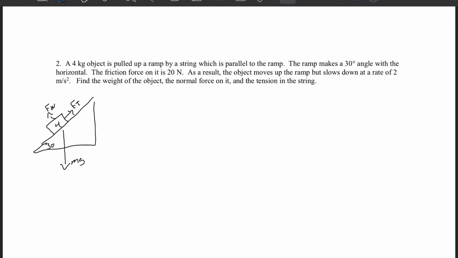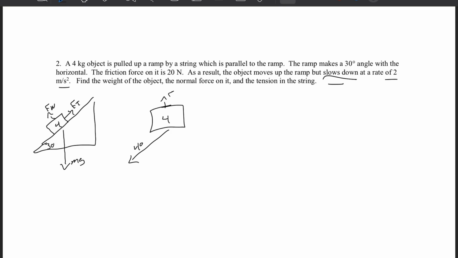So if the velocity is up, but it's slowing down, that means acceleration is in the opposite direction. If the velocity is up and acceleration is in the opposite direction, that means the net force, the acceleration, is downward. That's going to be very important when we set up our net force equations.